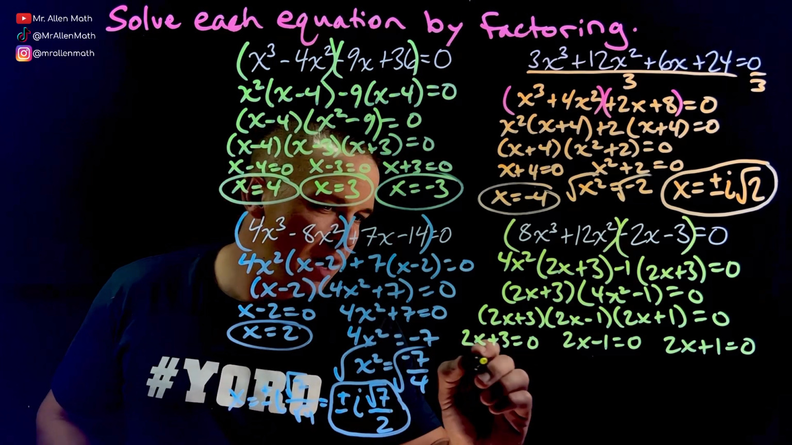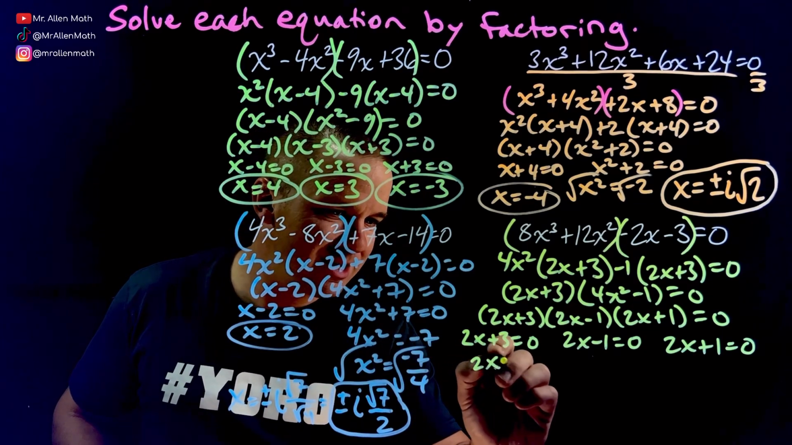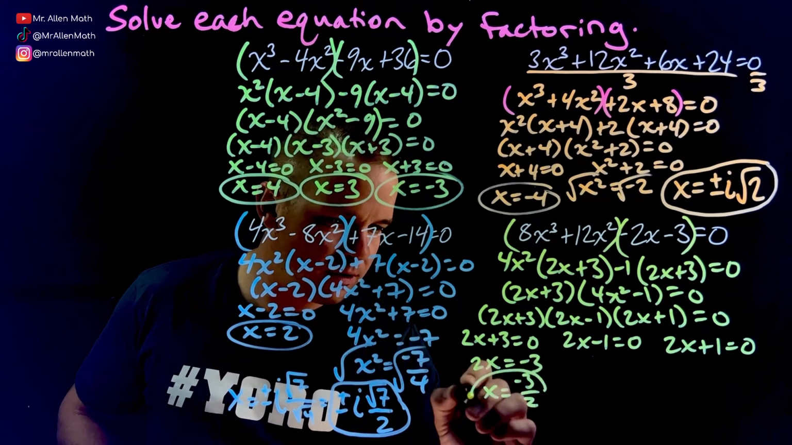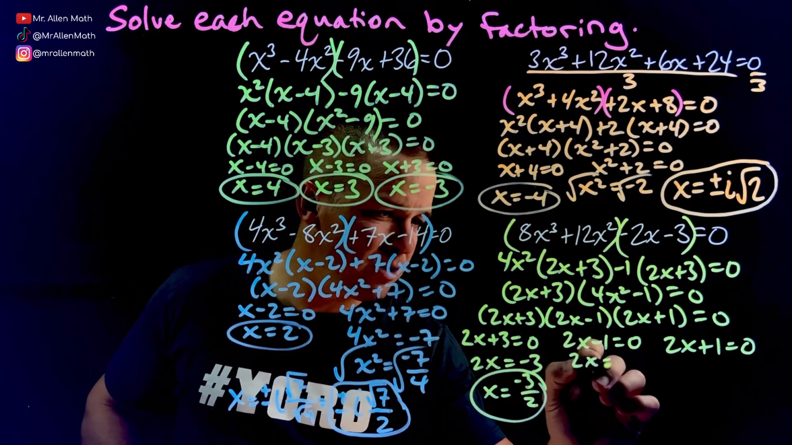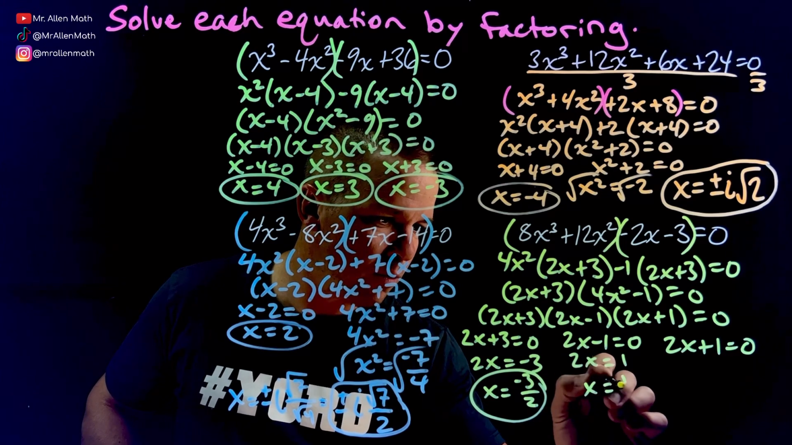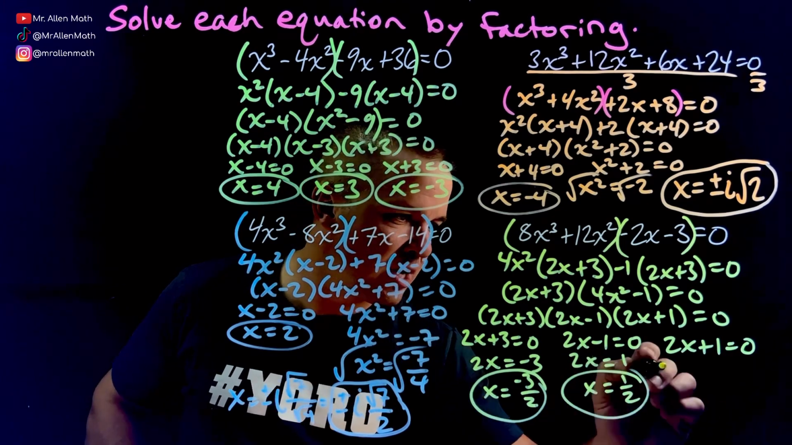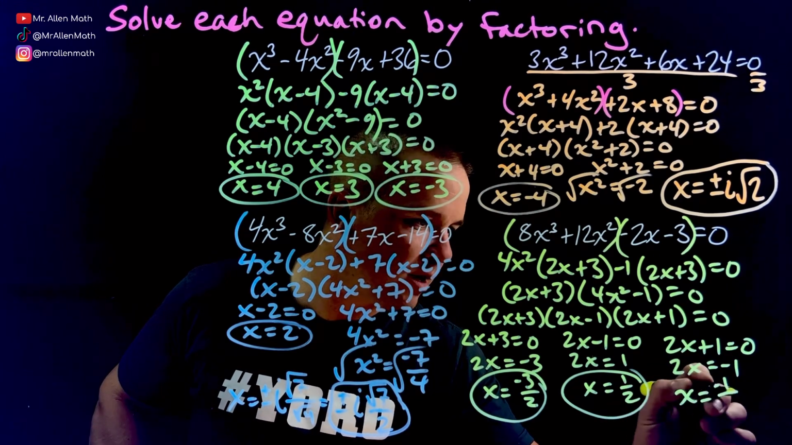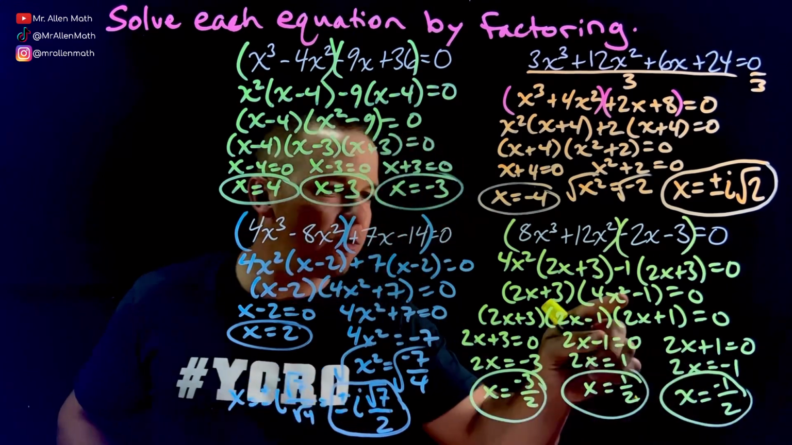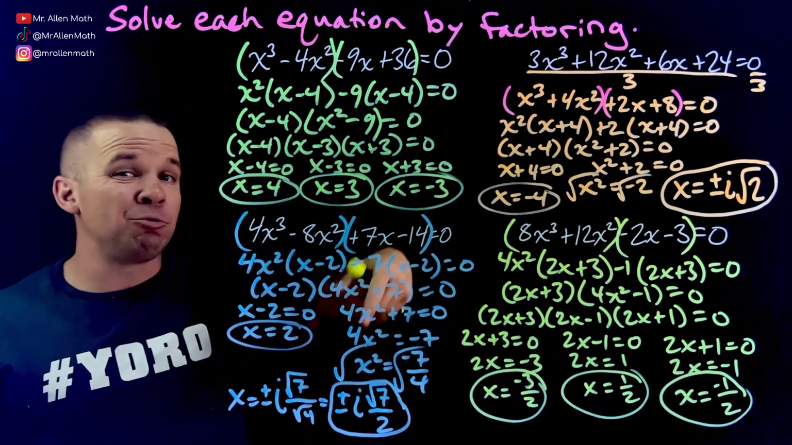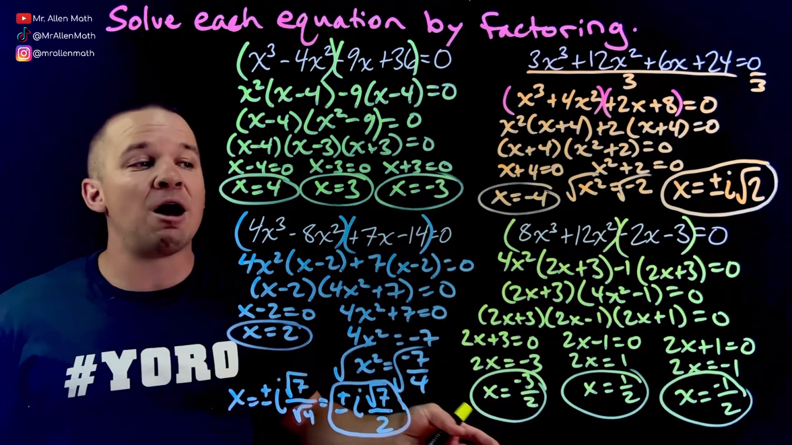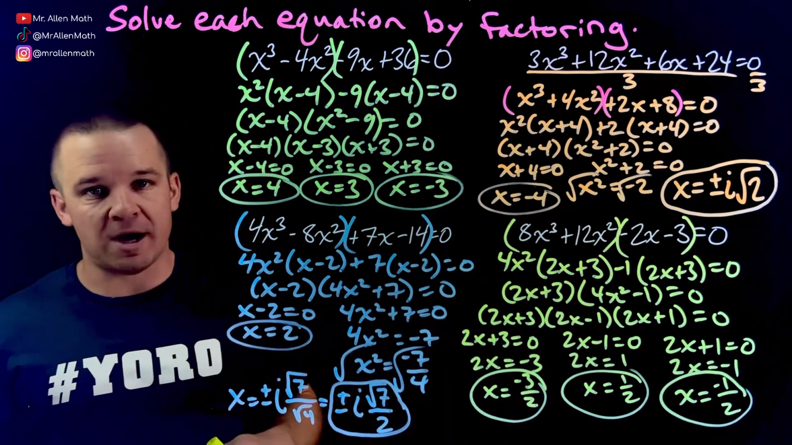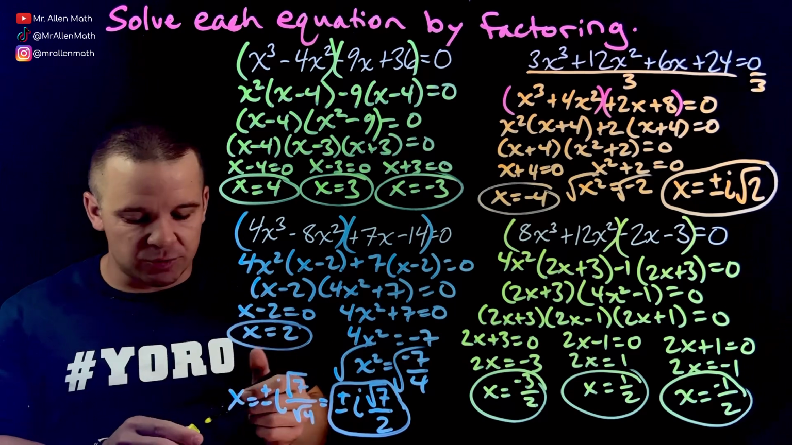So over here, 2x equals negative 3, so x equals negative 3 over 2. There's one solution. Then we got 2x equals 1, so x equals 1/2. It's another solution. And then 2x equals negative 1, so x is going to equal negative 1/2. Woo! And if I were to set the 4x squared minus 1 equal to 0, and use square roots to solve, I would have gotten plus or minus the square root of 1/4, which is plus or minus 1/2. So there we go. We get the same solutions regardless of how we did it.